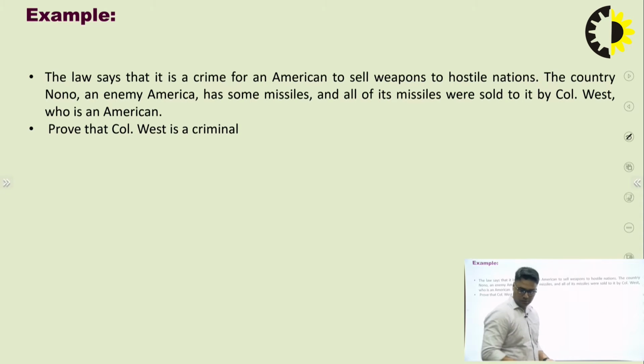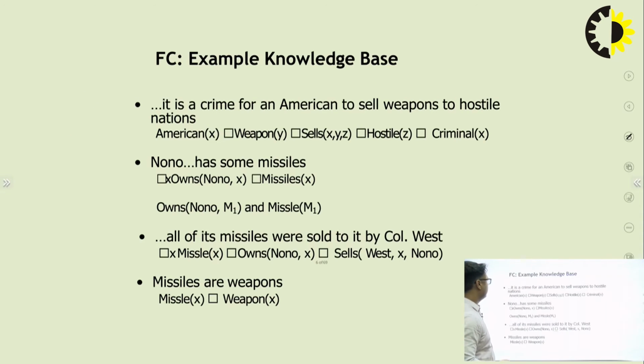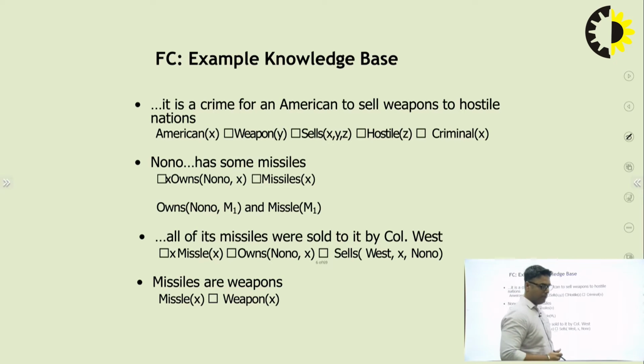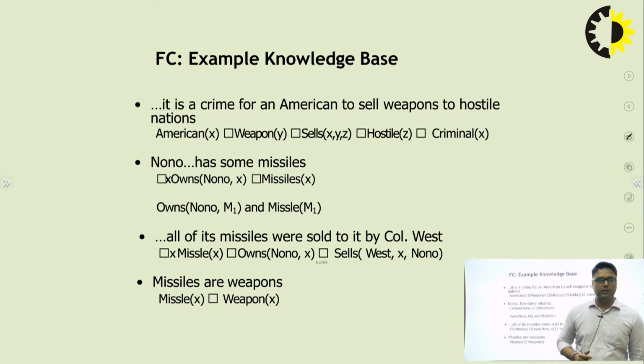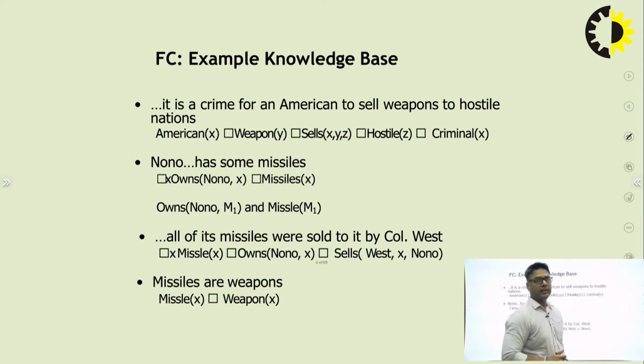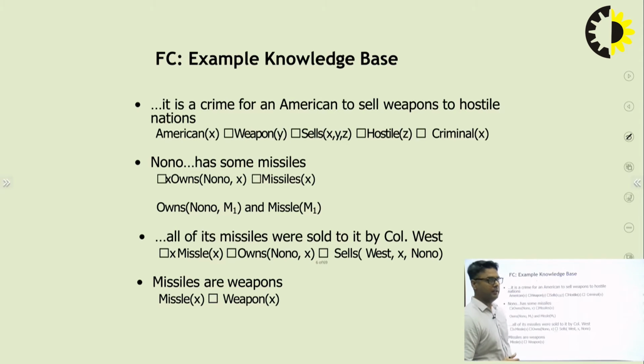In the next slide I have to discuss some facts and logic. Here, the fact is that it is a crime for an American to sell weapons to a hostile nation. That is the main factor. It is a criminal activity in America when some person sells weapons to a hostile nation.